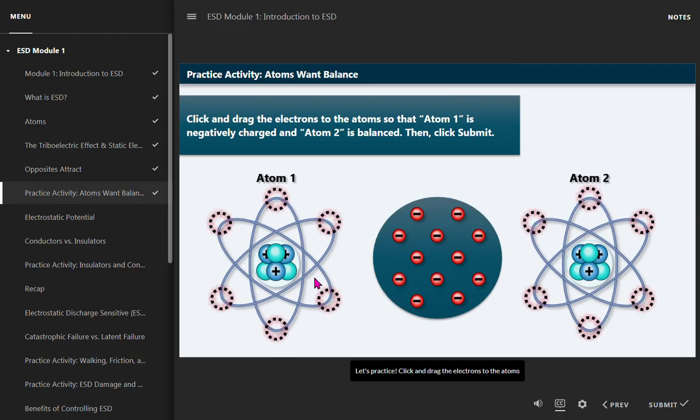Let's practice. Click and drag the electrons to the atoms so that atom 1 is negatively charged and atom 2 is balanced. Then click Submit. If you need to reset the activity, click the Refresh button.